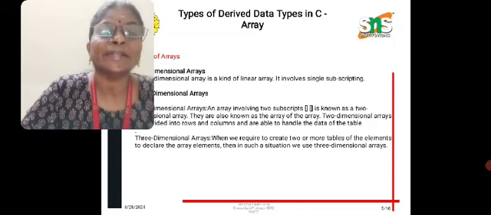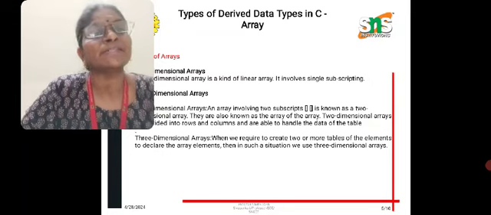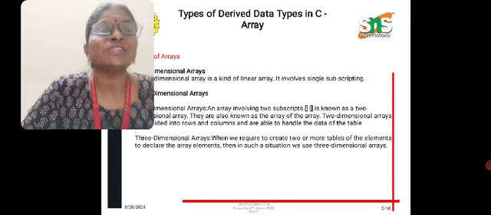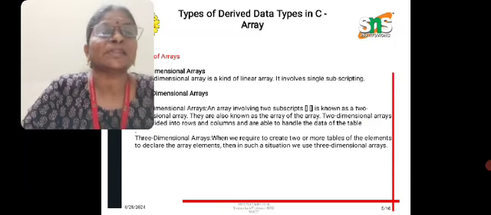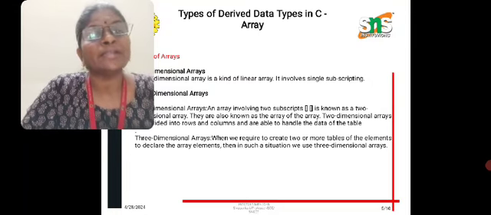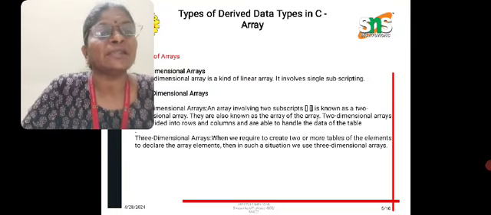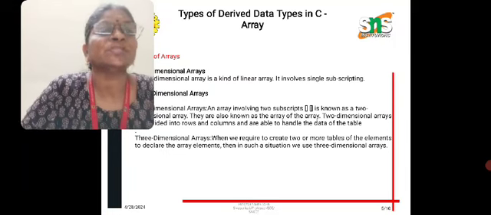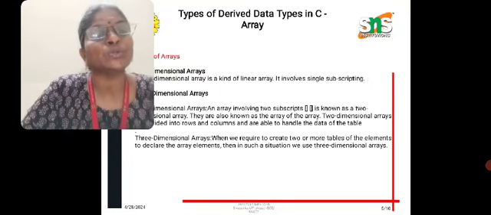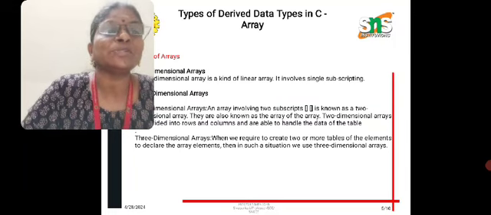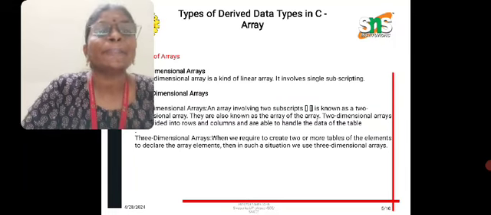There are two types of arrays: one-dimensional arrays and multi-dimensional arrays. A one-dimensional array, that is a single-dimensional array, is a kind of linear array. It involves single subscripting. Next, an array involving two subscripts is known as a two-dimensional array. They are also known as an array of arrays. Two-dimensional arrays are divided into rows and columns and are able to handle the data of a table.